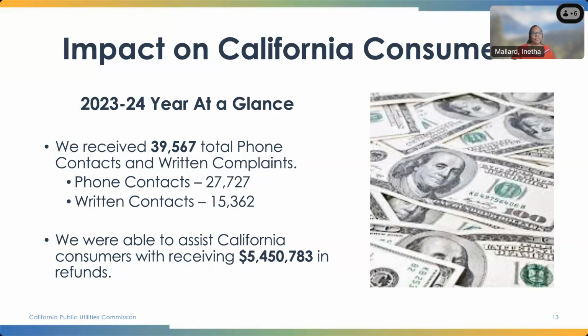Our written contacts team right now has taken over 15,000 letters, whether it's emails or written complaints from the physical mailing address or in our inbox. So we take those complaints and we get those over to our staff services analysts to make sure they contact the utilities and provide that information on what the consumer is looking for so we can assist them in getting their issues resolved.